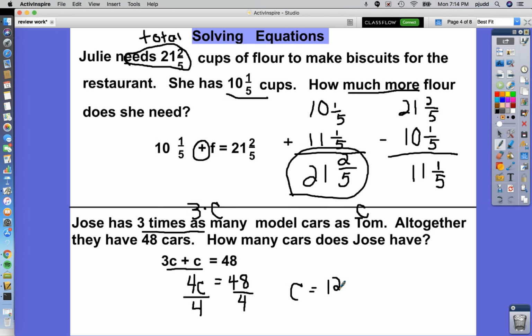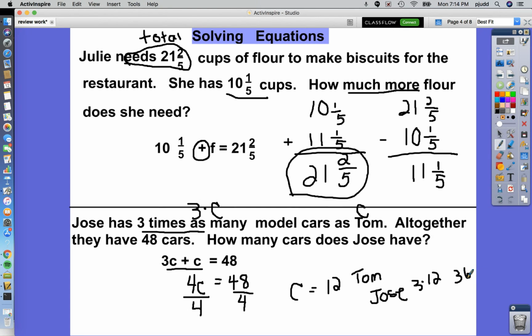But what does this represent? Well, this is Tom's cars. Tom has 12 cars. Jose has 3 times as many. So Jose, to find his answer, that's going to be 3 times 12. And 3 times 12 is 36.